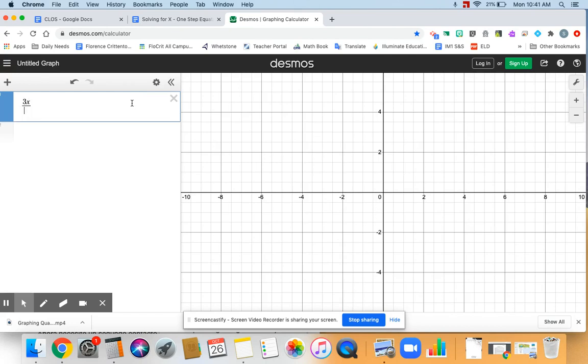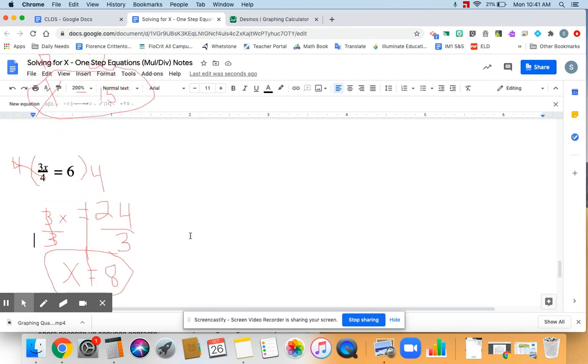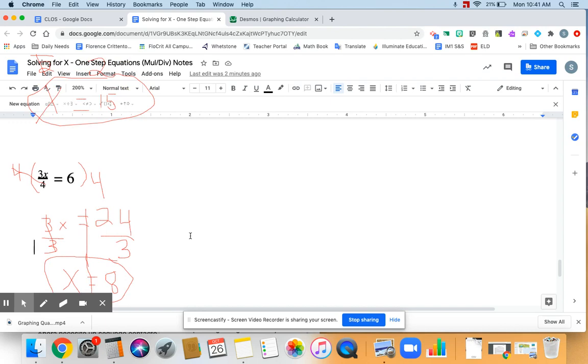So I had 3x over 4. And if I take that x and I turn it into an 8, the answer is 6. If they look here, that's what they want it to equal, 6. So I know I'm right. And that is how you solve for x when there are things being multiplied or divided to it.